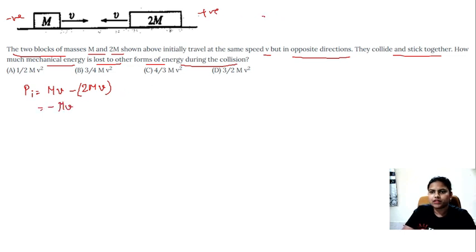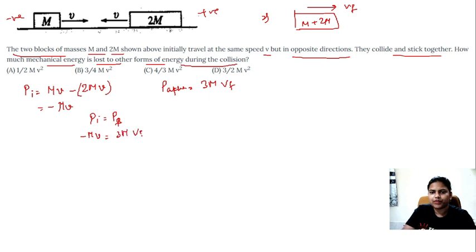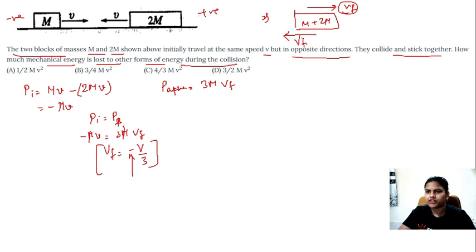And after the collision, these two get stuck together. So it is m plus 2m, and let's say it is moving with Vf velocity in this direction. So momentum after would be 3m into Vf. Let's equate these two. Momentum initial is equal to momentum after, or final momentum. It would be minus mv is equal to 3m into Vf. m got cancelled. In this case, Vf is equal to minus v by 3. So minus indicates that the velocity is in the negative direction. So the direction which I assumed is incorrect and the direction of the velocity after the collision is in this direction, which is v by 3.